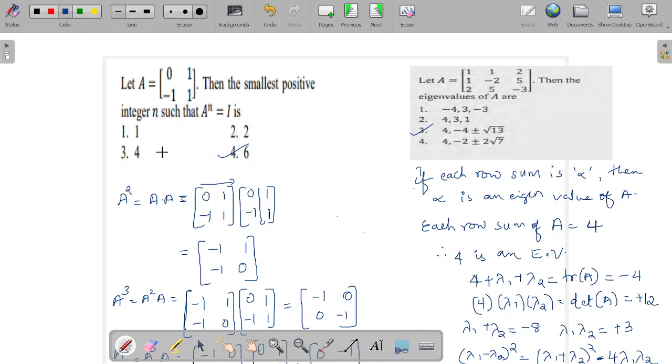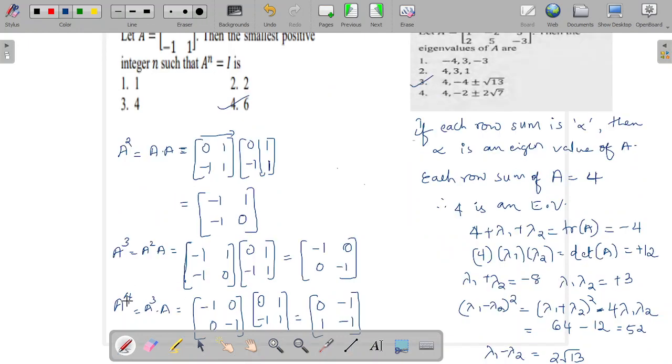So we have to verify with the options. Find out A square. As it is a 2 by 2 matrix, you can easily get A square, A into A. So when you multiply this, you will get [-1, 1; -1, 0]. It is not equal to the identity matrix. Find out A cube similarly. That is also not equal to identity matrix. A power 4, that is A cube into A. That is not equal to the identity matrix. So 2, 4, these options are not possible.